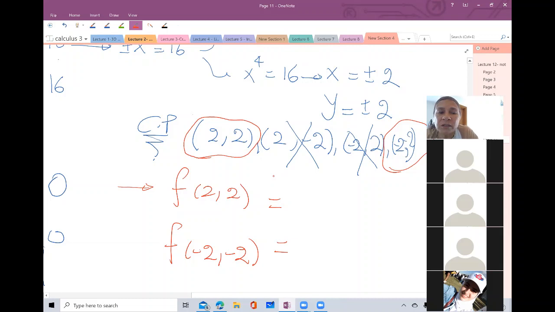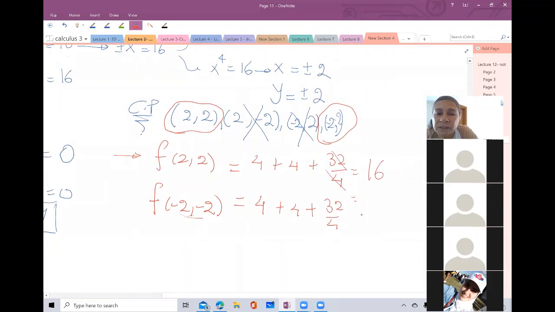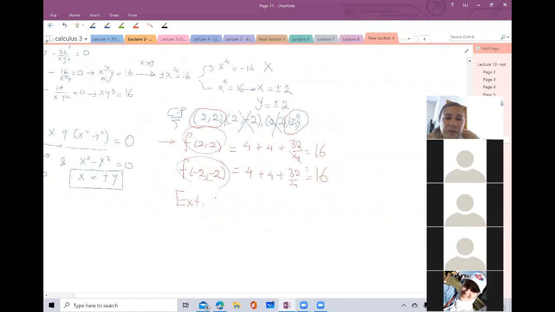When I substitute in the equation x squared plus y squared plus 32 over xy, here it will be plus and plus, and here the product will give me positive, so it's actually the same values. Both of them give the same value, which is 16. Okay, so now I know I have an extreme value for the function at (2,2) and (-2,-2). Is it a maximum or a minimum? How can I guarantee it is the closest, not the furthest point?